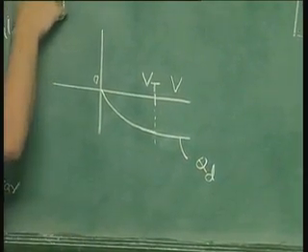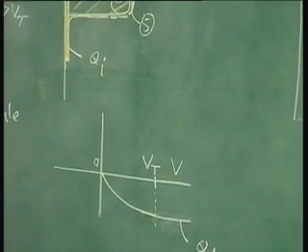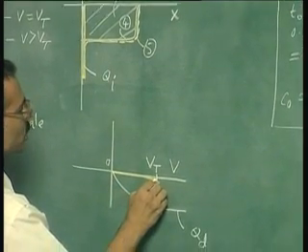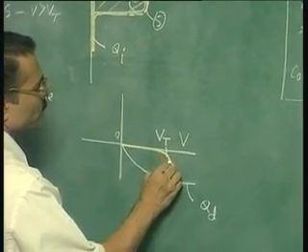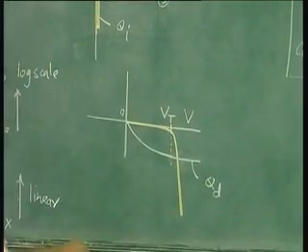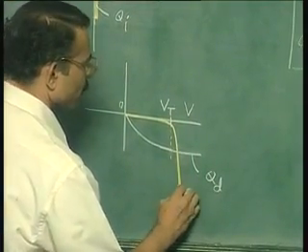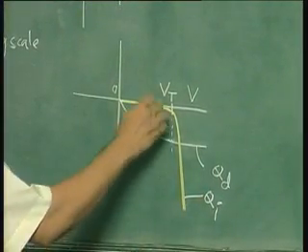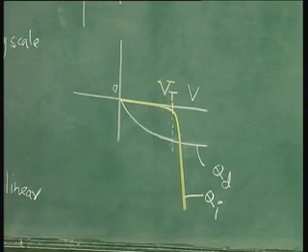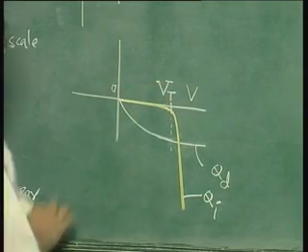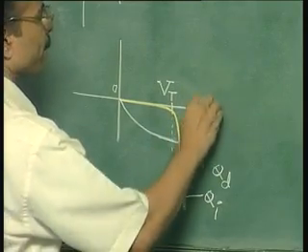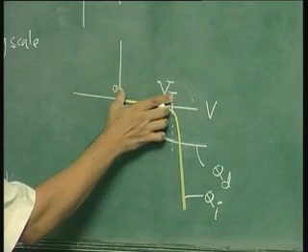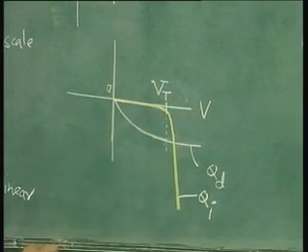If you sketch this Qi as a function of voltage, you will get it as follows. The Qi is very, very small up to threshold and beyond threshold it starts increasing rapidly. So this is Qi. This is the threshold voltage point. So this is the depletion region, and beyond this you have the inversion region.